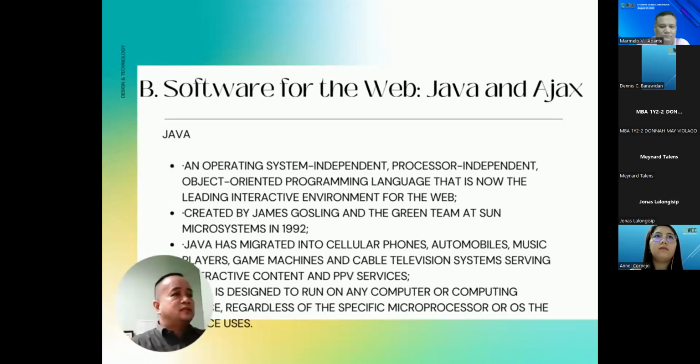Java is an operating system-independent, processor-independent, object-oriented programming language that is now the leading interactive environment for the web. It was created by James Gosling and the Green Team at Sun Microsystems in 1992. Java has migrated into cellular phones, automobiles, music players, game machines, and cable television systems serving interactive content and PPV, or pay-per-view, services. Java is designed to run on any computer or computing device regardless of the specific microprocessor or operating system the device uses.